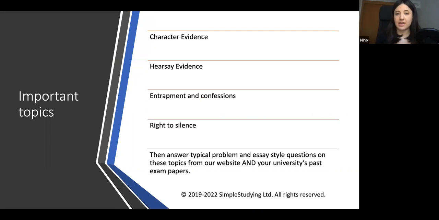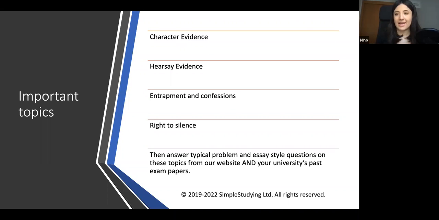Important topics that you should be revising for law of evidence can be character evidence, hearsay evidence, entrapment and confessions, right to silence. But this is the list that we believe have come up, the topics that usually come up on law of evidence exams from our experience.